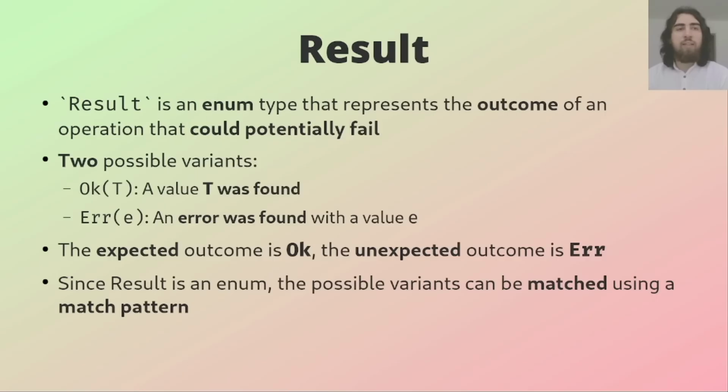Since Result is an enum, the possible variants can be matched using a match pattern, and that is what we call error handling. So let's see an example.